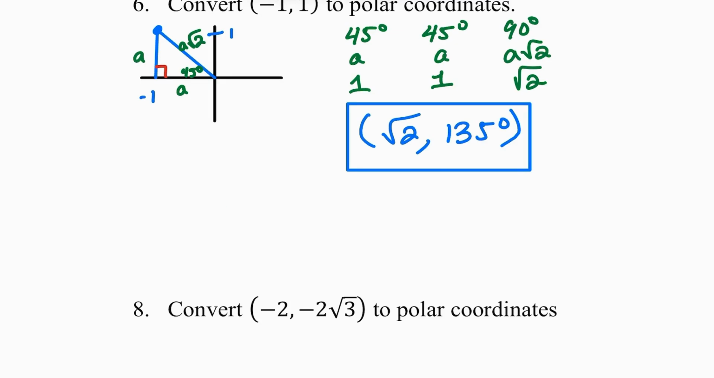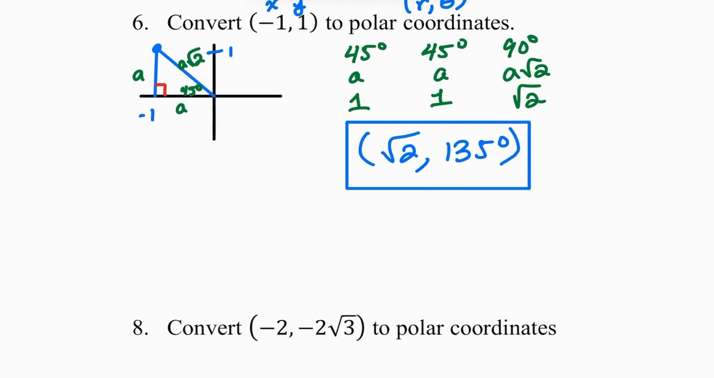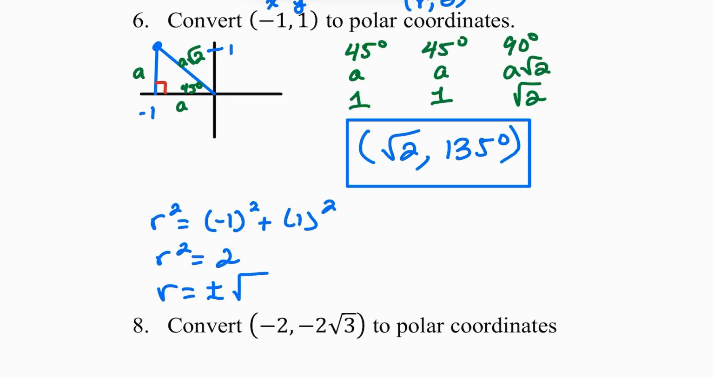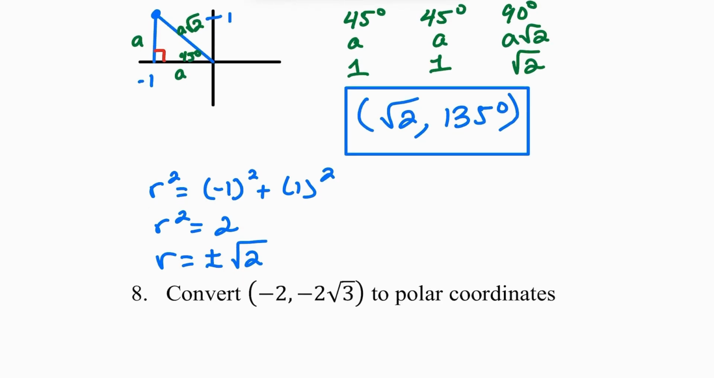And again, if you want to use the other formulas for r and theta, you would use the r squared formula. So r squared equals x squared plus y squared, which is negative 1 squared plus 1 squared. So you get r squared equals 1 plus 1, which is 2. So you get r equals positive or negative root 2, which, again, polar points can have positive or negative radius. It's up to the problem. However you want to write it, there are 4 different correct answers.